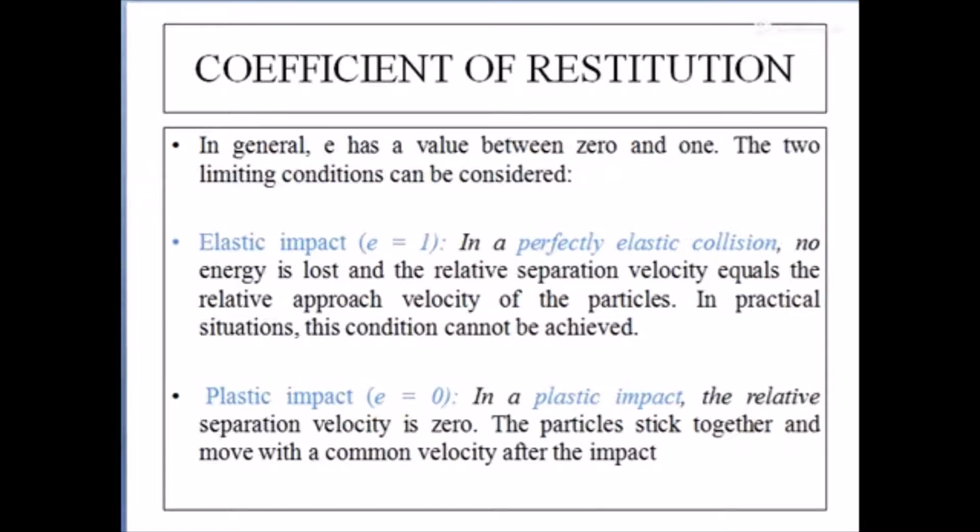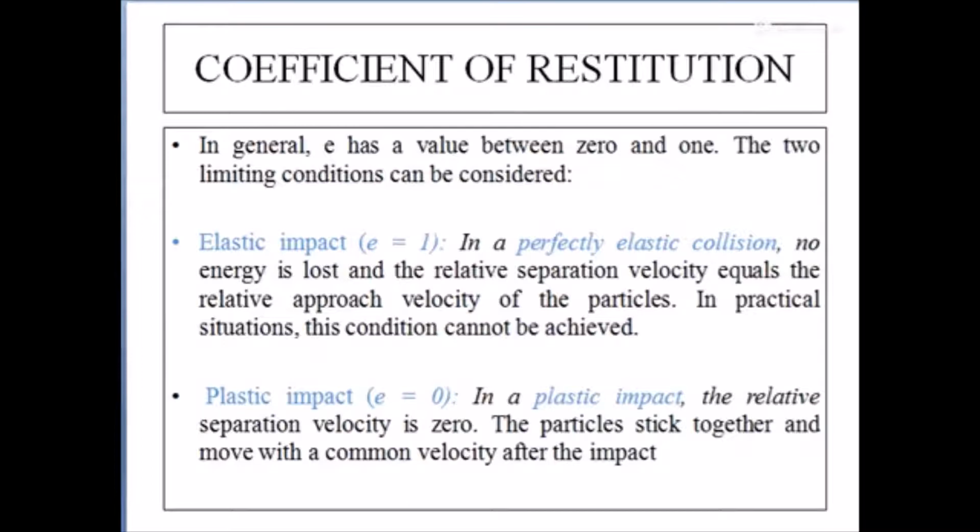When e is 1, you have an elastic collision, that is, no energy is lost and the relative separation velocity equals the relative approach velocity of the particles, which is practically a non-existing condition. The approach velocity can never be equal to the velocity of separation. So e equal to 1 is a condition which cannot be achieved in practice.